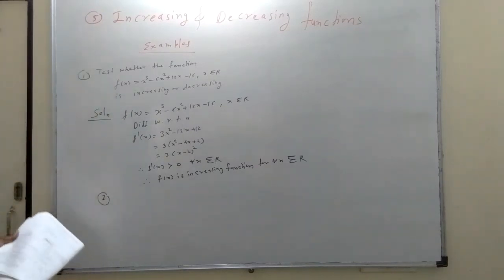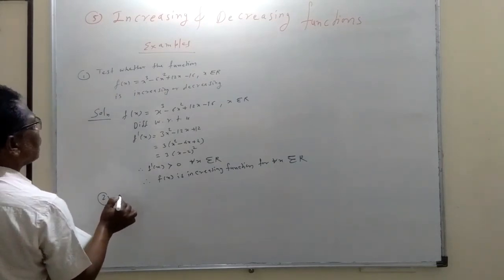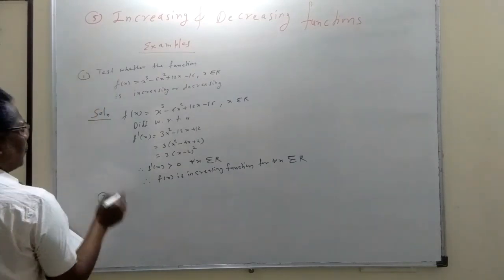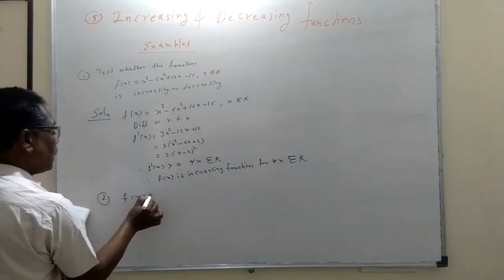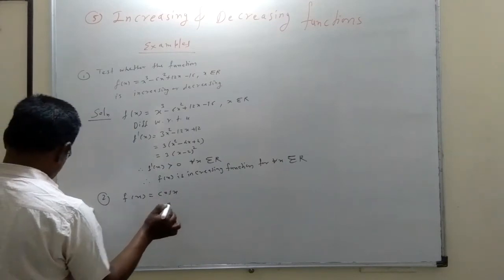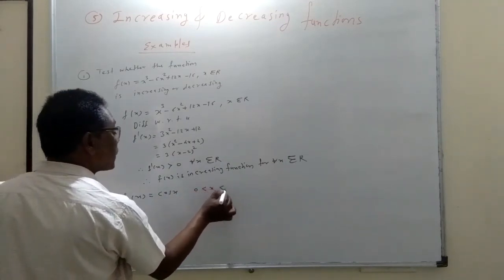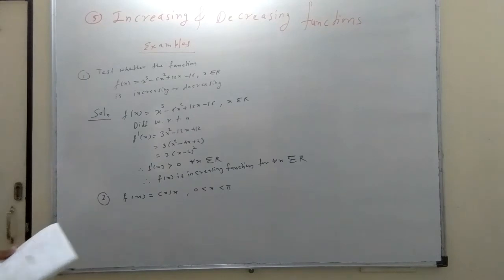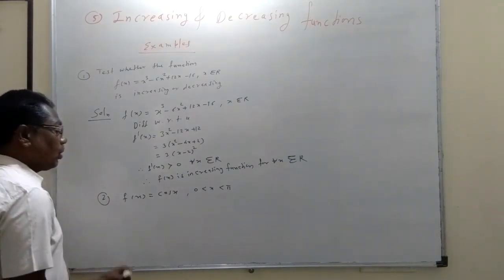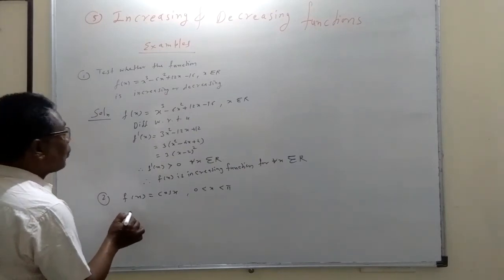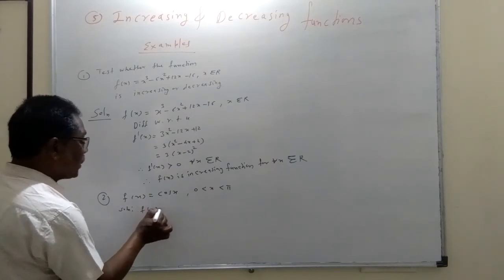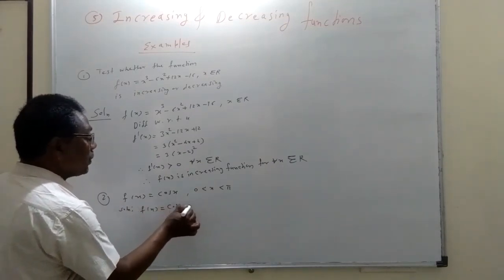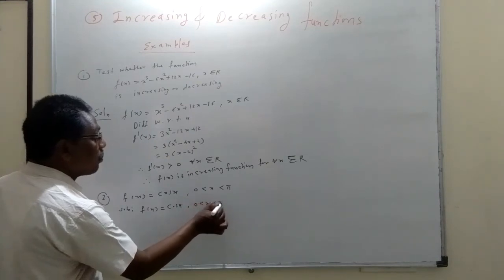Second example, suppose we will see f of x is equal to cos x, 0 less than x less than 5. Now we will check whether this function is increasing or decreasing function. So solution, f of x is given cos x in 0 less than x less than 5.